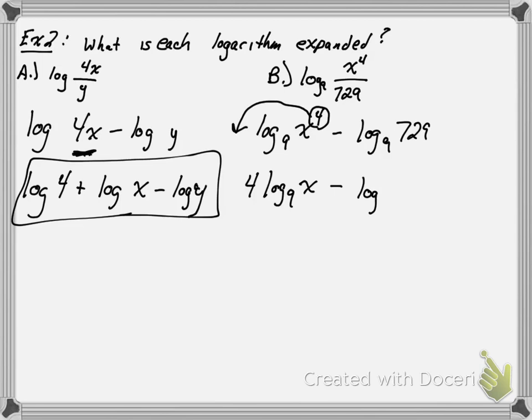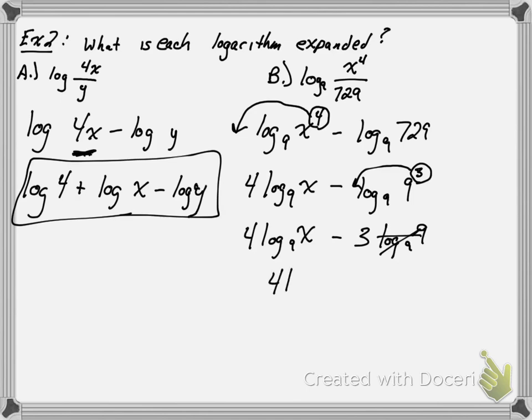Well, let's break 729 down a little bit. Okay, what is 729? We've got base 9. So chances are we want to break that into 9 to something. Well, you can mess around with it. You can see what happens. But 729 breaks down into 9 cubed. Okay, what happens to that 3? Comes out in front. So you end up with 4 the log of x base 9, minus 3 log of 9 base 9. Well, again, log of 9 base 9, that's just 1, so it cancels out. So our final answer is 4 log of x base 9 minus 3.